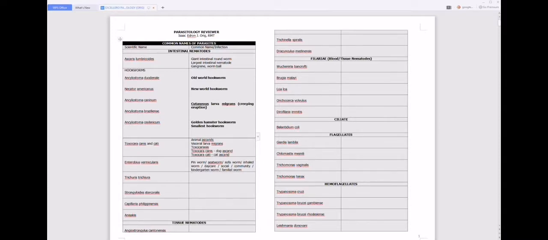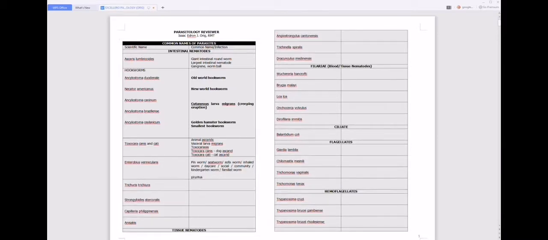So, Enterobius vermicularis can cause pruritus ani, diba? It can cause the itching of the perianal part. Okay, next is Trichuris trichura. So Trichuris trichura is also called as whipworm. Okay, whipworm. Kasi it resembles a whip.